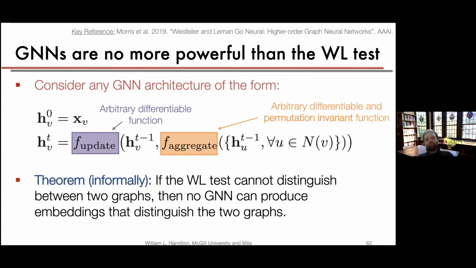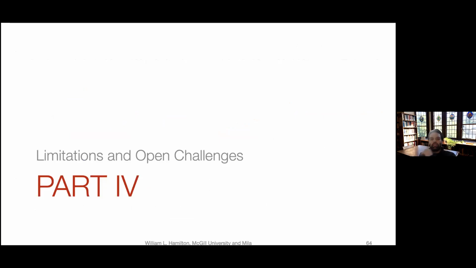And we can also prove things the other way around. So we can prove that GNNs are no more powerful than the WL test, presuming that we're using an arbitrary differentiable update function and an arbitrary differentiable permutation invariant aggregation function. So GNNs, at least almost all GNNs we use in practice, theoretically from a worst case representational standpoint, are equally powerful as this traditional isomorphism testing algorithm.